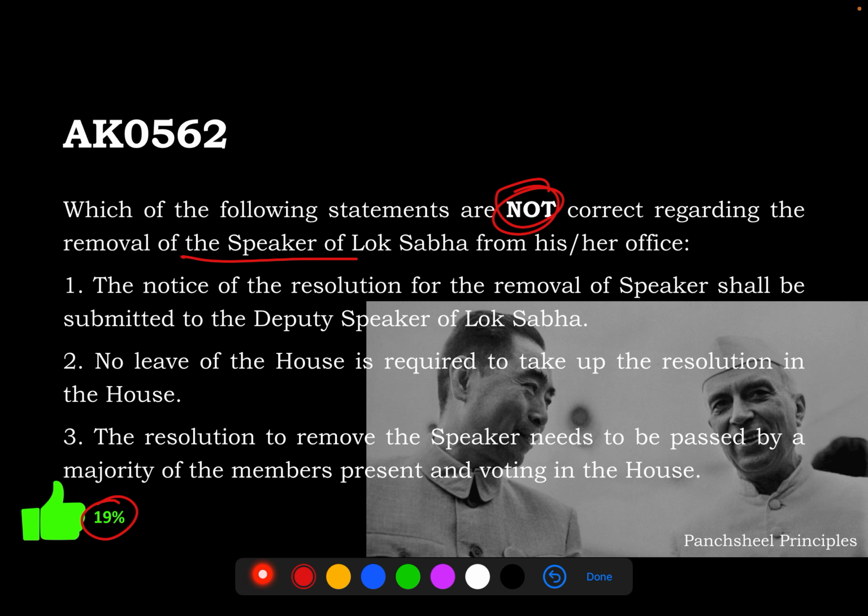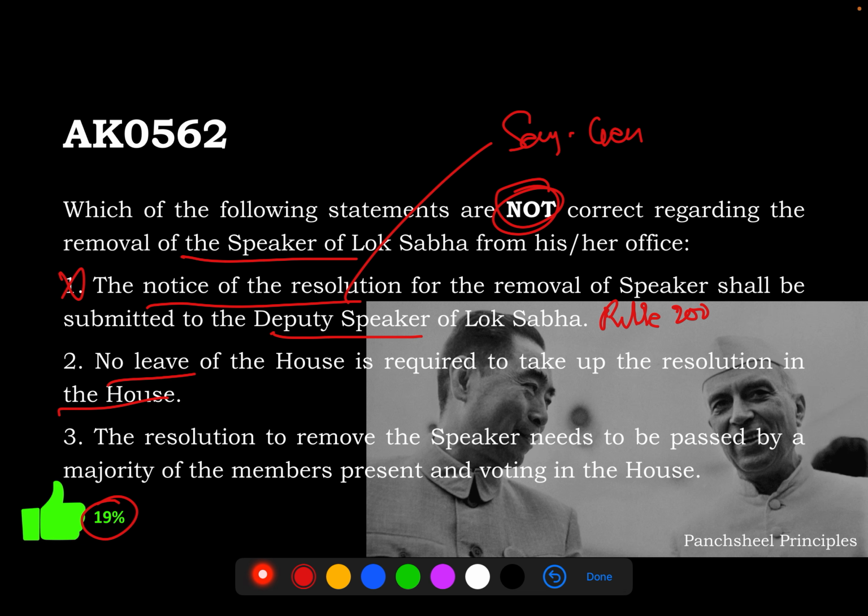Statement 1 says, the notice of the resolution of removal of speaker shall be submitted to the deputy speaker of Lok Sabha. Now, this is where rule 200 of the rules of procedure of Lok Sabha comes in, which states that the notice of the resolution shall be submitted, for both the speaker and deputy speaker, to the Secretary General of Lok Sabha. Okay, remember, speaker, deputy speaker, both. It goes to the Secretary General of Lok Sabha. First statement is wrong.